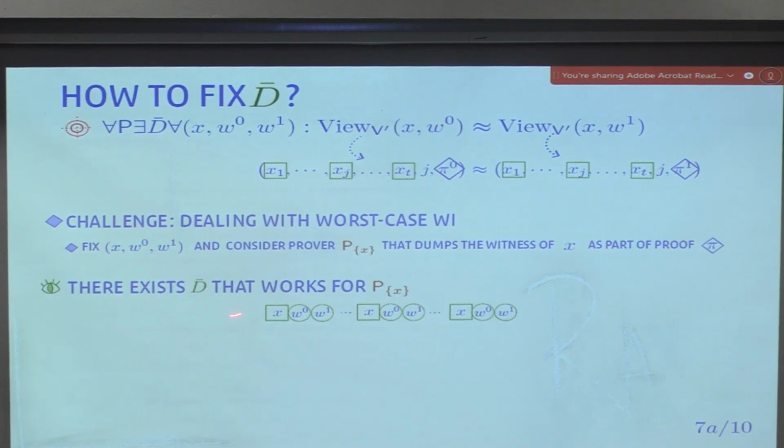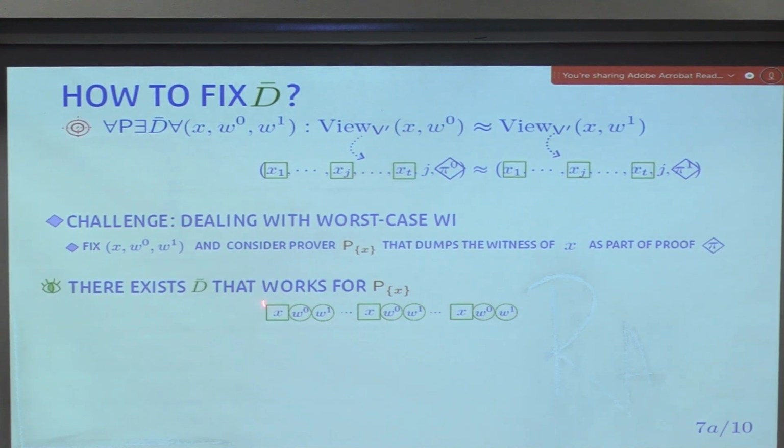So what is this distribution? Let's look at it. The distribution is like you take the instance and two witnesses. You make T copies of it, and the instances are the same instances, and the witness you choose uniformly at random from either X, W0 or W1.